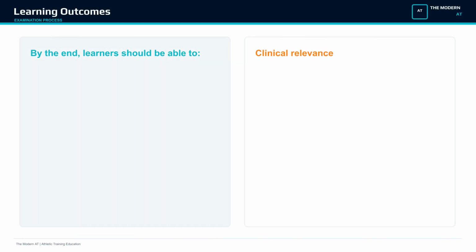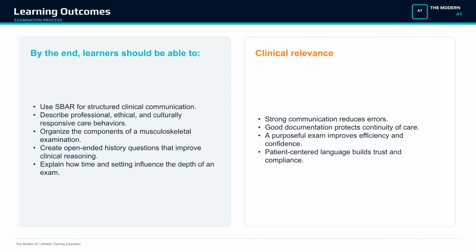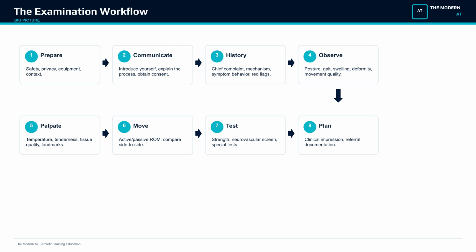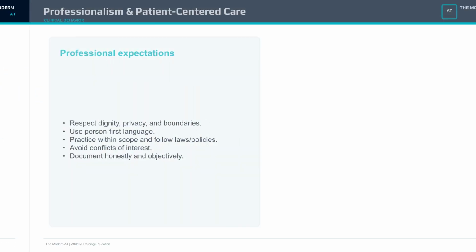By the end of this video, you will be able to organize the examination components and explain their relevance. Strong communication and good documentation are critical for reducing errors and ensuring continuity of care. The examination workflow begins with preparation and communication, followed by history, observation, and physical assessment. The last steps are formulating a clinical impression, considering referral and documentation.